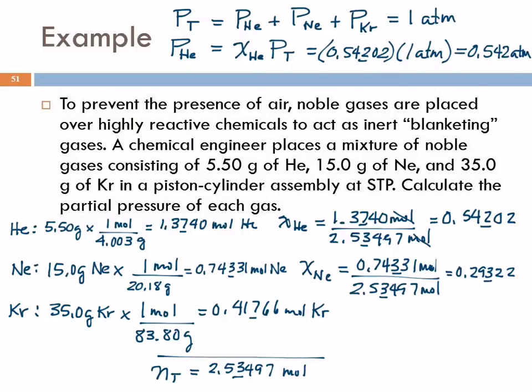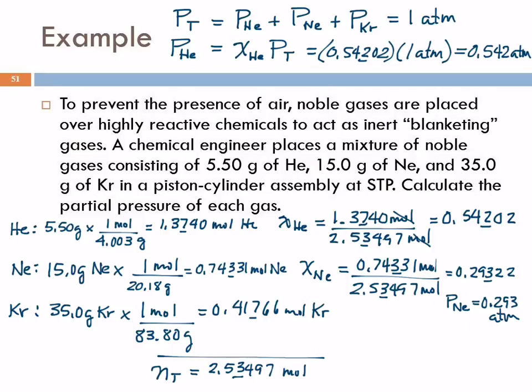And so after you do that, you say, oh, well, it ends up being the same. And so then I would be cool with you just saying, okay, well, then the pressure of neon is 0.293 atmospheres because it's the mole fraction times 1.